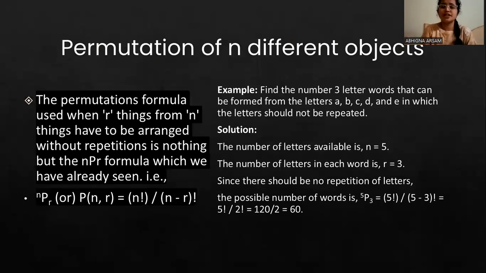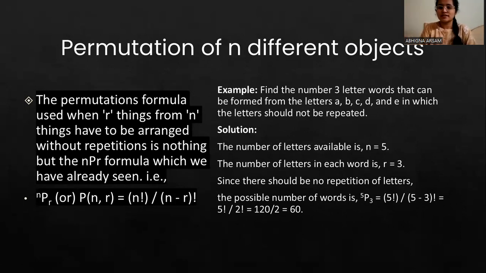Now, permutations of n different objects, that is permutation without replacement. What is it? Permutation without replacement refers to arrangement of objects in a specific order without allowing repetition. That means here we restrict the repetitions. Once an object is used, it cannot be reused in the same arrangement. In such cases, we can directly use the formula nPr, that is n factorial by (n minus r) factorial.